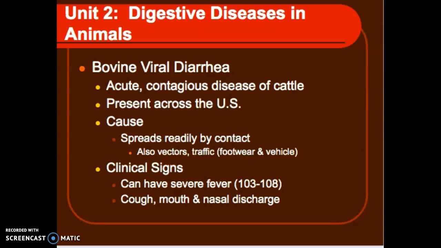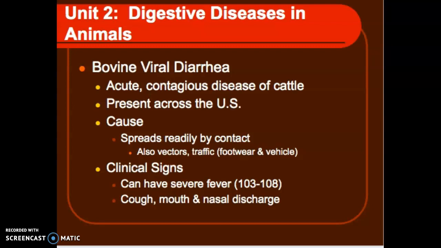Next is bovine viral diarrhea, or BVD, a very, very acute and contagious problem that's present across the United States, and it's spread really readily by contact. And we're talking about contact animal to animal, animal to vectors, which we're talking about varmints on the farm, traffic, whether that's footwear from people that are visiting on your operation, your veterinarian, your feed sales professional, or even those that just drive in on their vehicle. If they track through manure that's BVD contaminated and then come onto your farm, there's a chance that they may carry that with them.